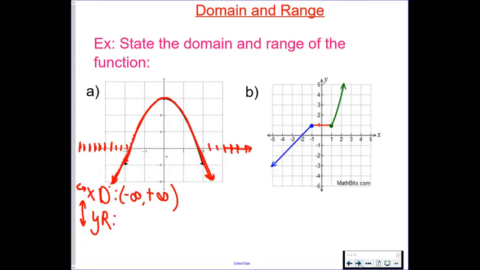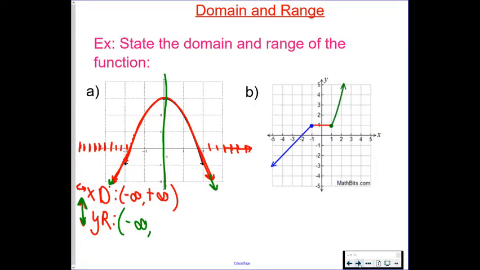Let's try the range. The range I'm going to do in green. So range, we look bottom to top. So as I look at my y-axis right here, my graph keeps going on down because of these arrows. It's still going down, right? So it's still going to negative infinity. It's just going to go down forever.